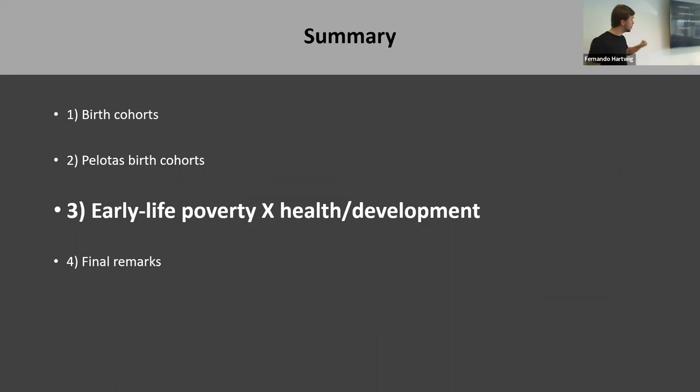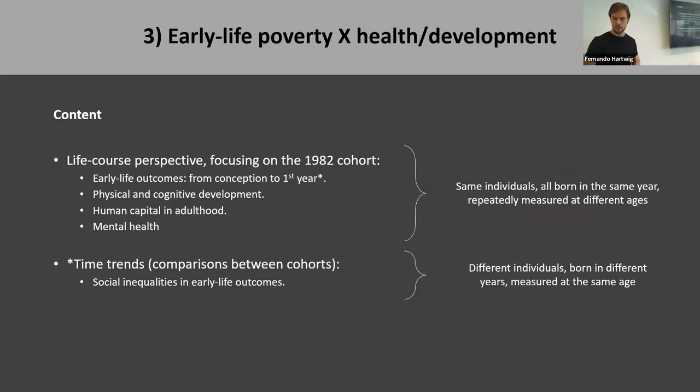So now I wanted to share with you some results where we looked at the association between early life poverty and some health and development outcomes. And I'm going to be presenting results focusing on the 1982 cohort. That's because it's the oldest cohort, so we can study long-term associations. The other ones are younger, so we have some time limit there.